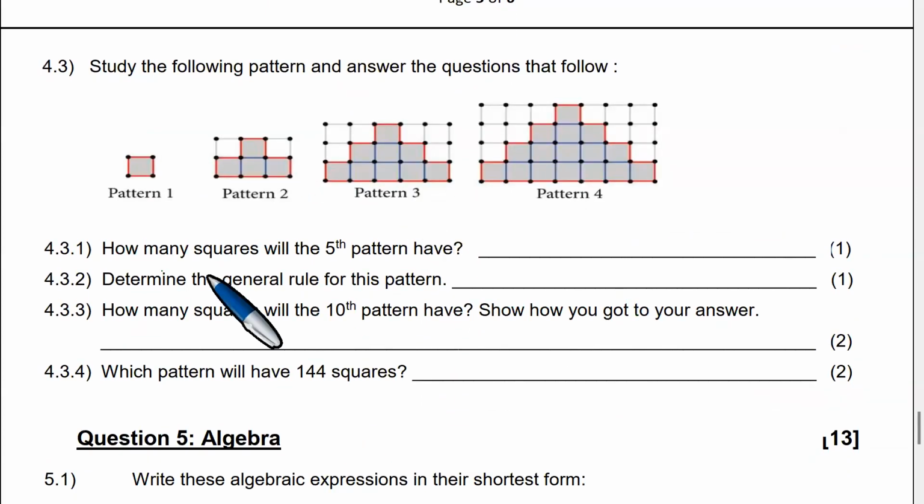Study the following pattern and answer the questions that follow. Okay, pattern 1 has one square. Pattern 2 has how many squares? Four squares. Pattern 3 has how many squares? Nine squares. Okay. How many squares will be there in pattern 5? So here, how many squares will be there according to you in the fifth pattern?